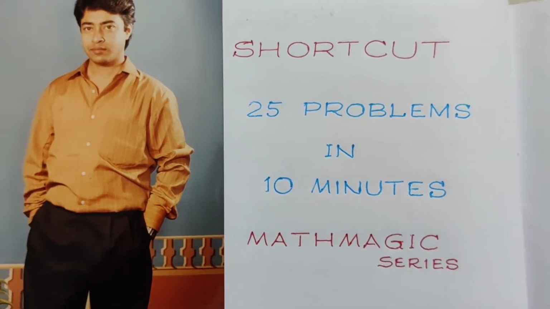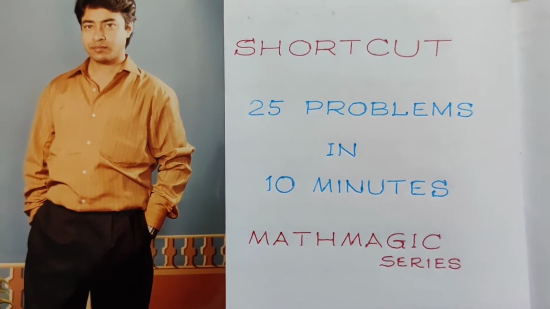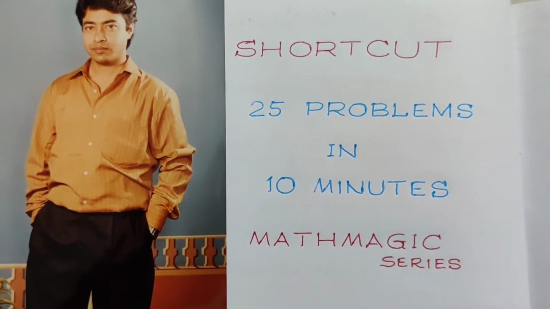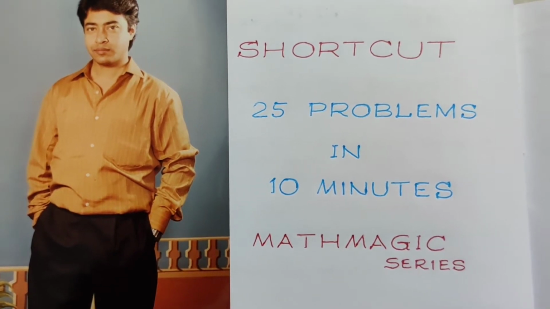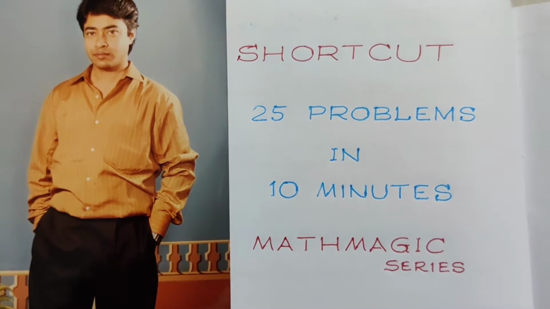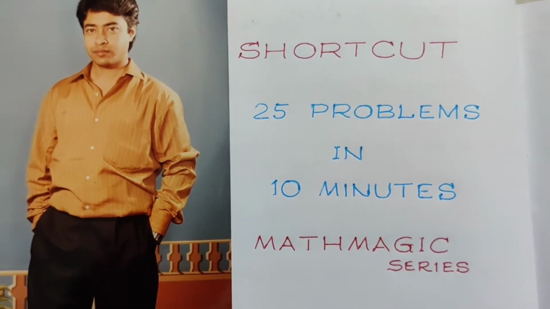I have given you the speed, that means 25 problems in 10 minutes. It means that if we do 20 problems, it will take less than 10 minutes to solve this. This is called the Math Magic series. The Math Magic series is unimaginable.